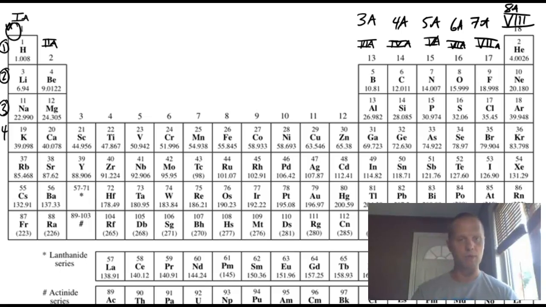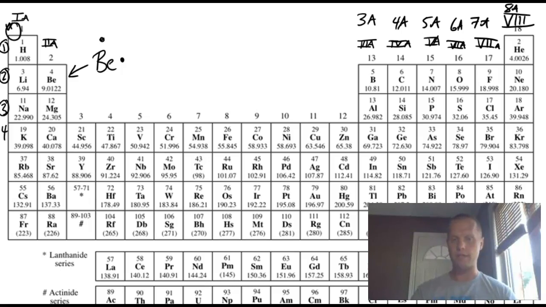Okay, so if we look at beryllium, for example, we know it's in group 2. That means it should have 2 valence electrons. So if I had to really draw the Lewis dot diagram, it should look like this because it has 2 shells, but in the outermost shell it should have 2 valence electrons because it's in group 2.